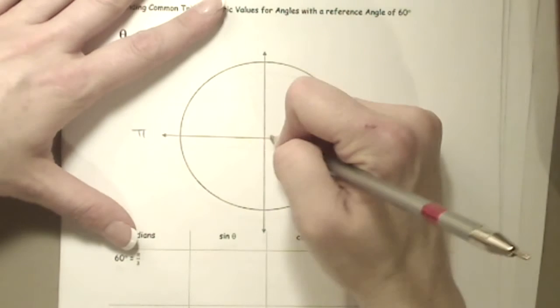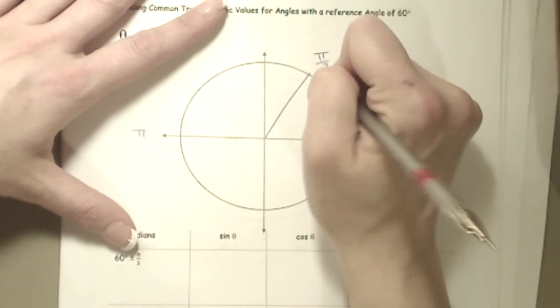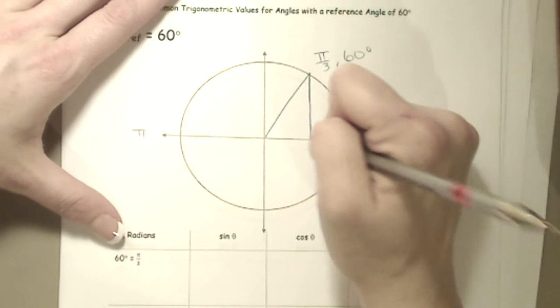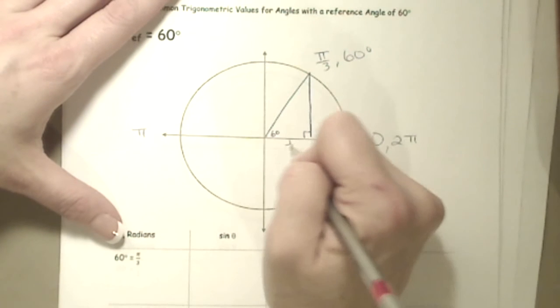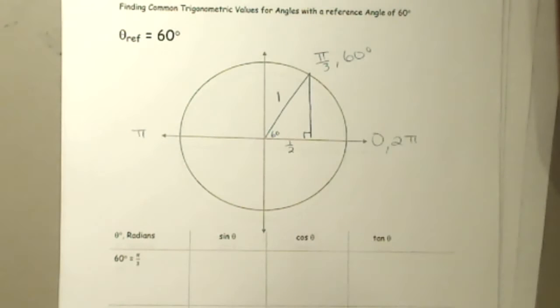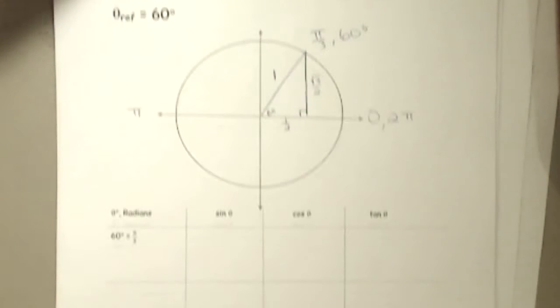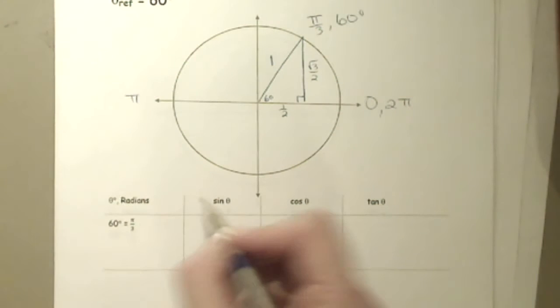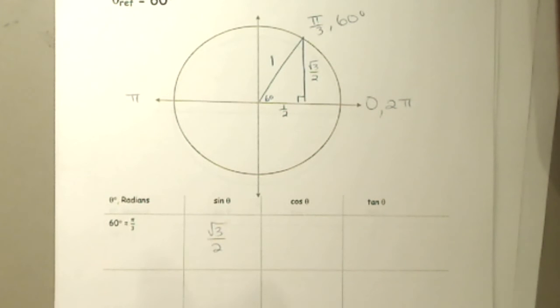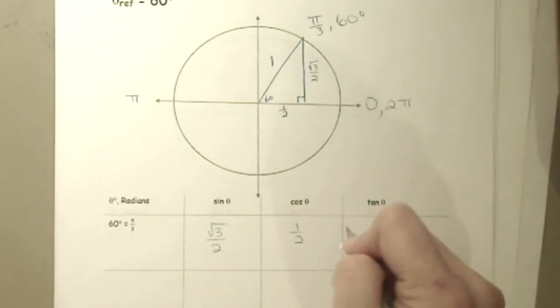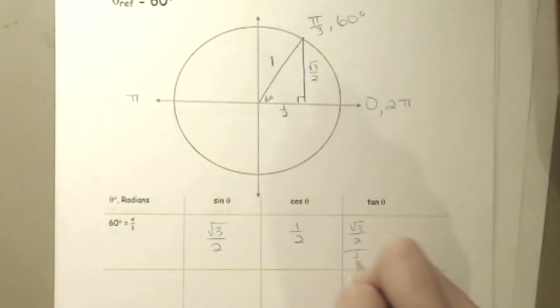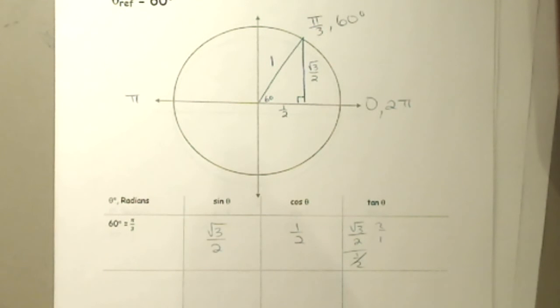So in quadrant 1, which we did the other day, pi over 3, or 60 degrees of a reference angle on a unit circle with a radius of 1, short leg 1/2, long leg square root of 3 over 2. So that will help us to get our sine, cosine, and tangent values. Sine is the y, cosine is the x, tangent is the y divided by the x. Reciprocal and multiply, that ends up giving us square root of 3.